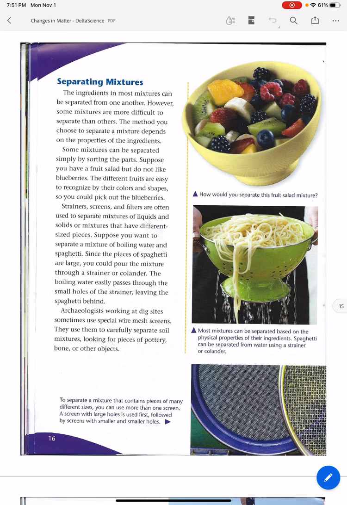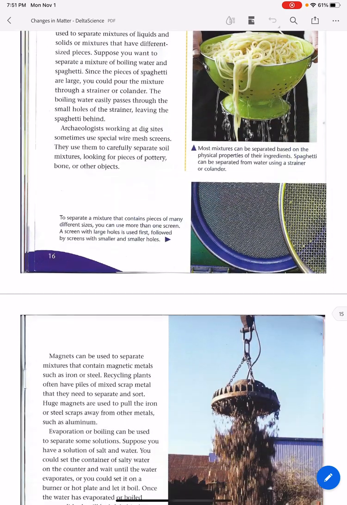Spaghetti can be separated from water using a strainer or colander. To separate a mixture that contains pieces of many different sizes, you can use more than one screen. A screen with large holes is used first, followed by screens with smaller and smaller holes.